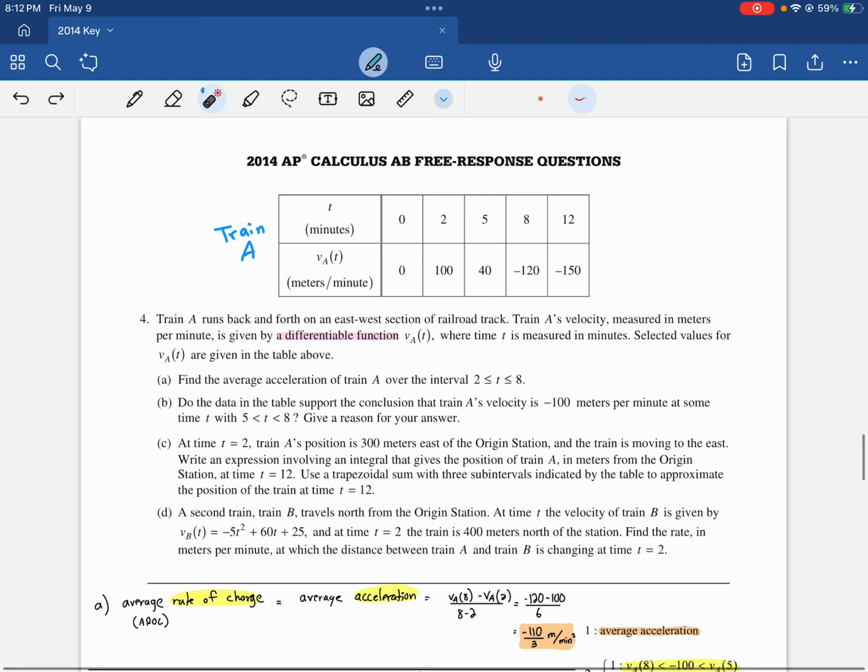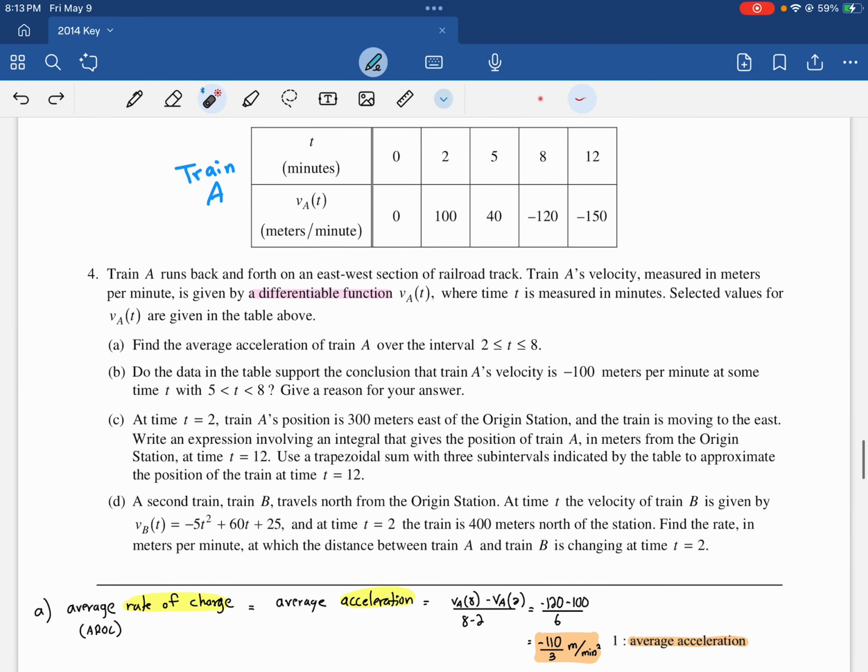Number 4, these are known as a tabular type of problem. Anytime you have a table and maybe have to do average rate of change or a Riemann sum. This table represents the time and velocity of a train. I believe train A heads a certain direction, east and west, and later on we're introduced to train B, which goes north and south. Let's start with train A.